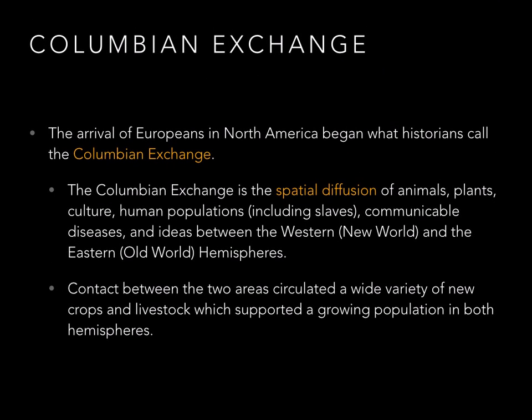Columbian Exchange. The arrival of Europeans in North America began what historians refer to as the Columbian Exchange. The definition of the Columbian Exchange is the spatial diffusion of animals, plants, culture, human populations, including slaves, communicable diseases, and ideas between the Western, or the New World, and the Eastern, or the Old World, between these two hemispheres, West and East. Contact between these two areas circulated a wide variety of new crops and livestock, and these supported a growing population in both hemispheres.